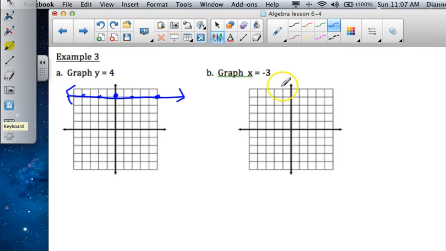How about x equals -3? Well, x equals -1, 2, 3. That means x will always be -3. I don't care what y is, x is always going to be -3. So there is your vertical line. So vertical lines will be x equal to a constant. So think about what your slope is. To get from one point to another, I go up 1 and divide by 0. And what's the problem with dividing by 0? Think about that.